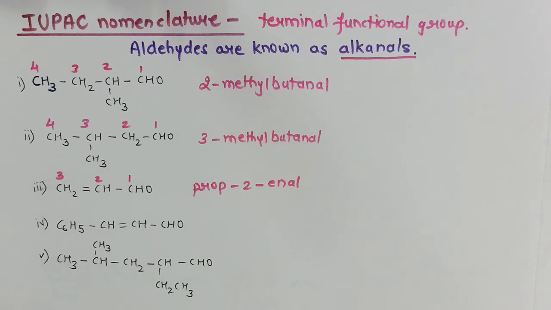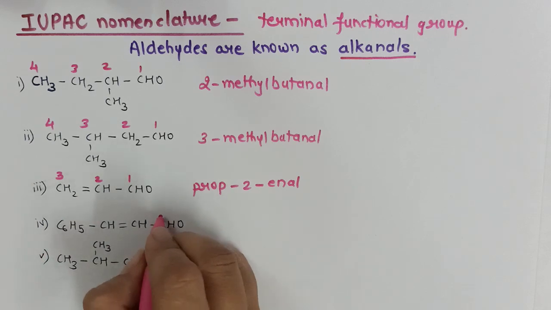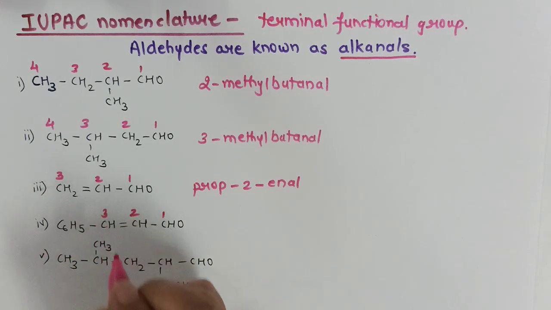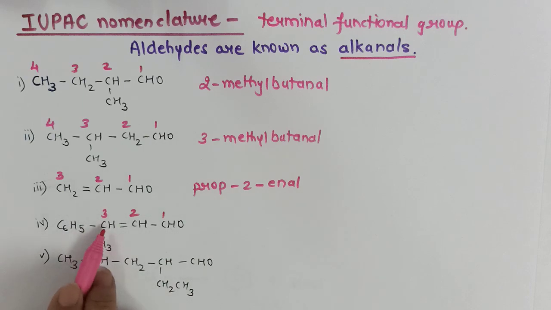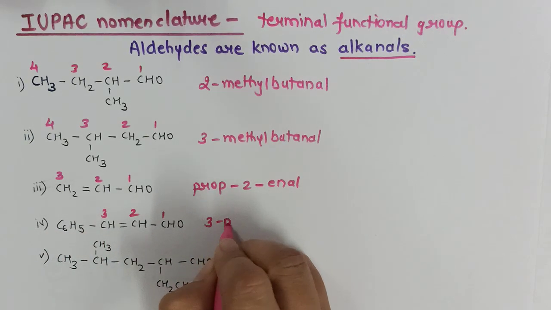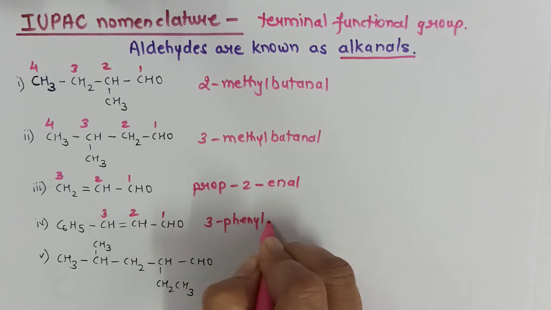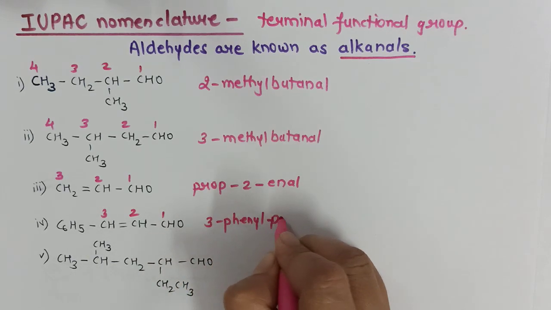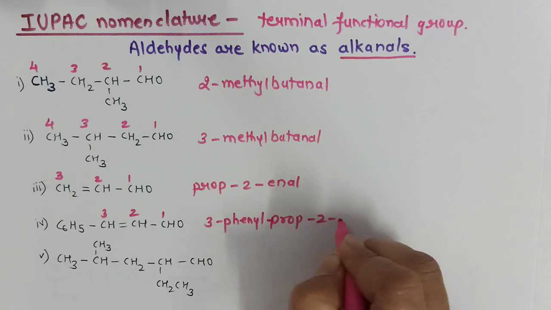I hope all of you know your 11th class IUPAC basic rules. That is, first of all, the primary prefix, then word root, then primary suffix, and then secondary suffix. Fourth example. So this will be 3-phenyl. C6H5 is the phenyl group. So it will be 3-phenylprop-2-enal.